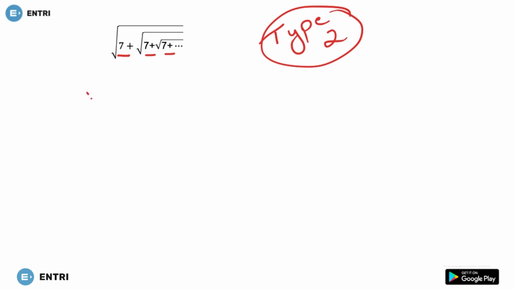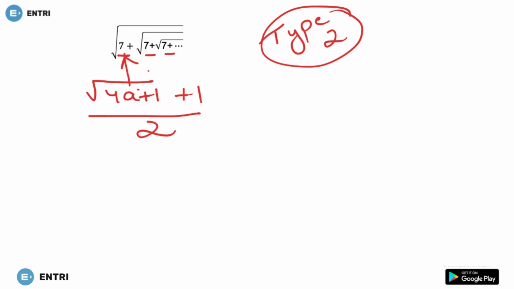And what is that? It is under root 4a plus 1 upon 2. See, here, what is A? A is this value. You have to put the direct value and you are going to get the direct answer. No need to take pressure or any tension regarding that.